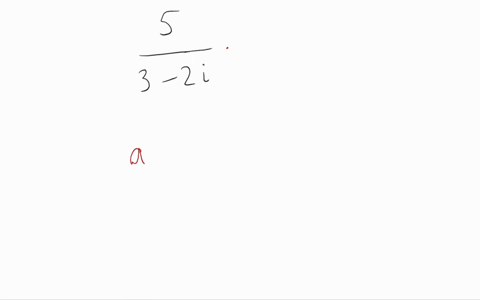Well, if you have something like a plus bi, the conjugate is just changing the plus to a minus or the minus to a plus, so a minus bi. All right, so the procedure of multiplying the conjugate of this guy, so 3 plus 2i would be the conjugate of 3 minus 2i.